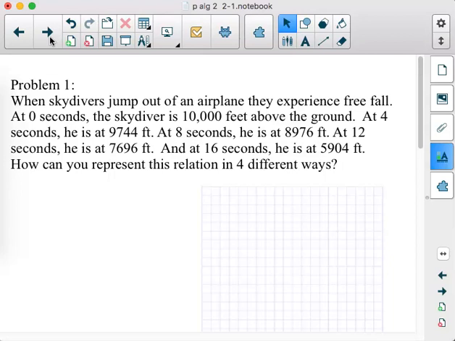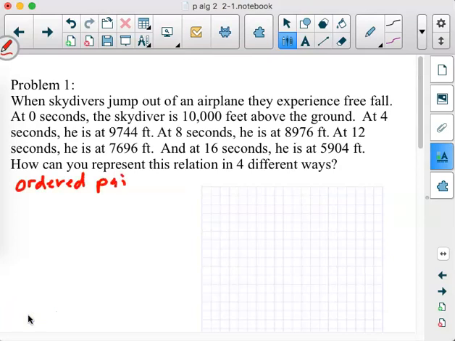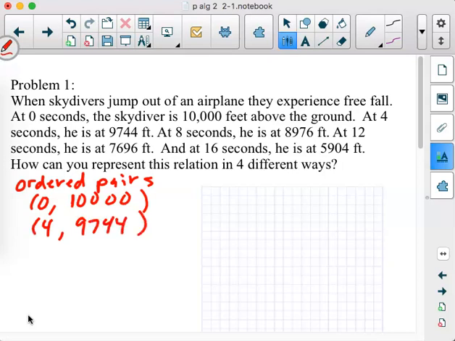So how can we represent this relation in 4 different ways? The first thing that we had were ordered pairs. I mean, that's what we like to graph. So it said at 0 seconds, we're at 10,000 feet. And notice I'm not going to use an extra comma for the 10,000 there because that would confuse people when you already have a comma in your ordered pairs. And at 4 seconds, we have 9,744 feet. So notice how all this information is coming at us in twos. Here's the time. The next one that they have up there is 8 seconds. And then here is the distance.